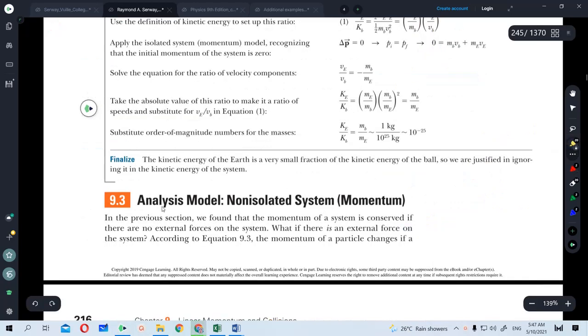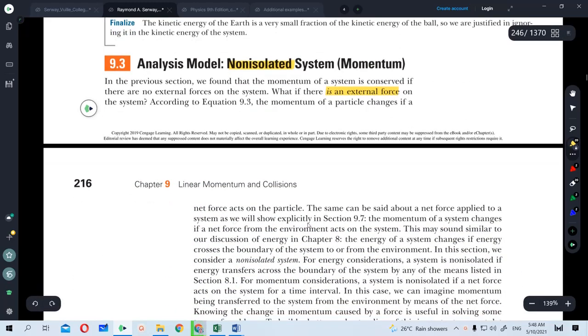Alright, 9.3, analysis model. This time around, we are going to see that the case is non-isolated. Since it's non-isolated, we are going to see the effect when we have an external force. This is especially so when you find that the question or the situation involves contact, touching something else, make contact.